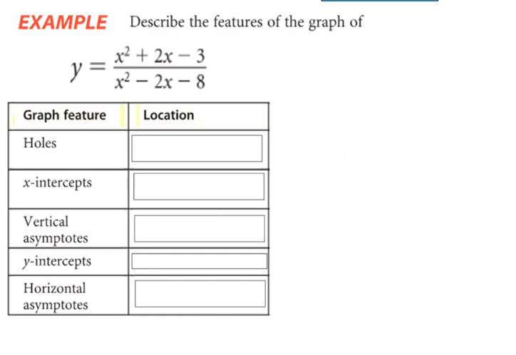So next we're going to look at an example where we don't already have the graph, and we have a fairly complicated rational function. So y equals (x squared plus 2x minus 3) over (x squared minus 2x minus 8). Now the first thing that we're going to do is factor the top and the bottom.